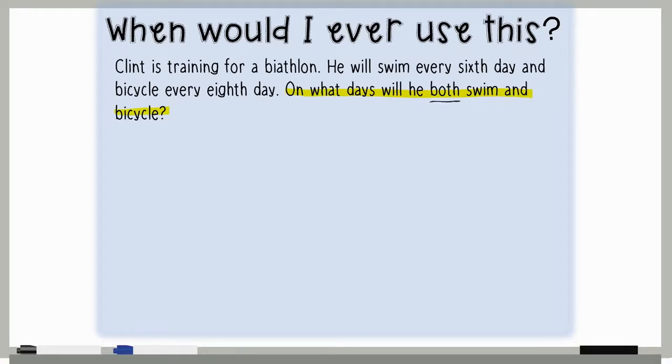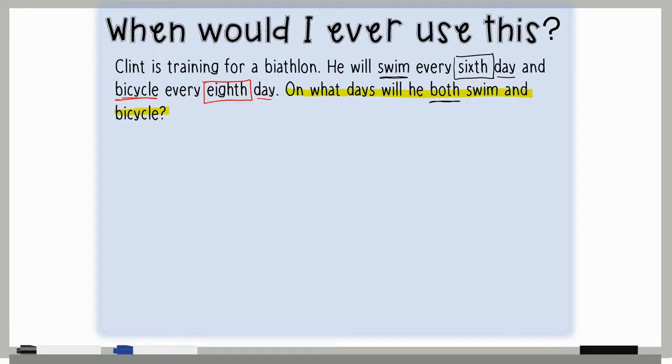So if I want to know which days he's going to do both, I probably need to know that he's going to swim every 6th day. And then I'm going to use a different color because it's a different activity. And I like to do that. That helps me keep my information sorted. And I know every 8th day he's going to bicycle.